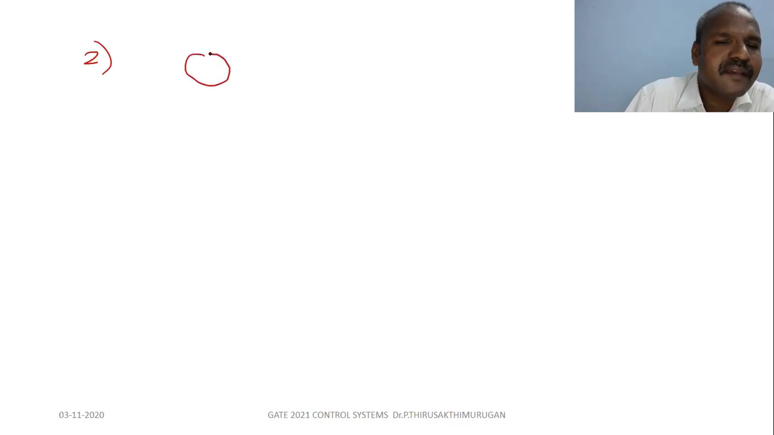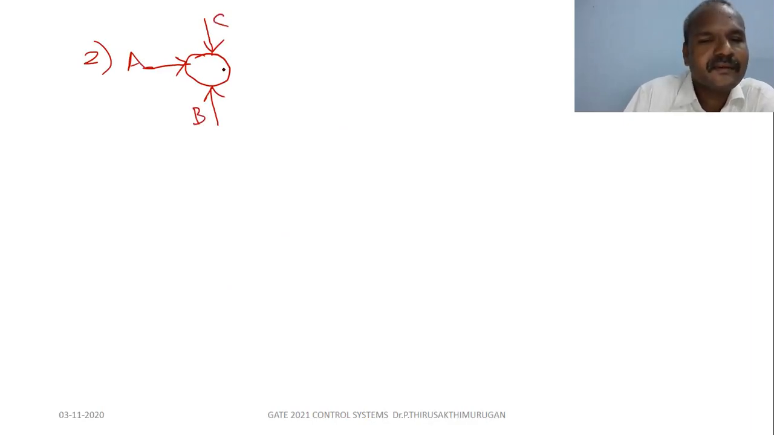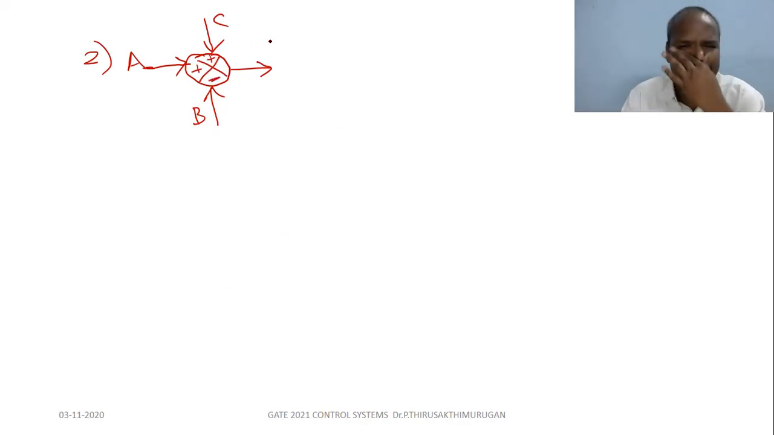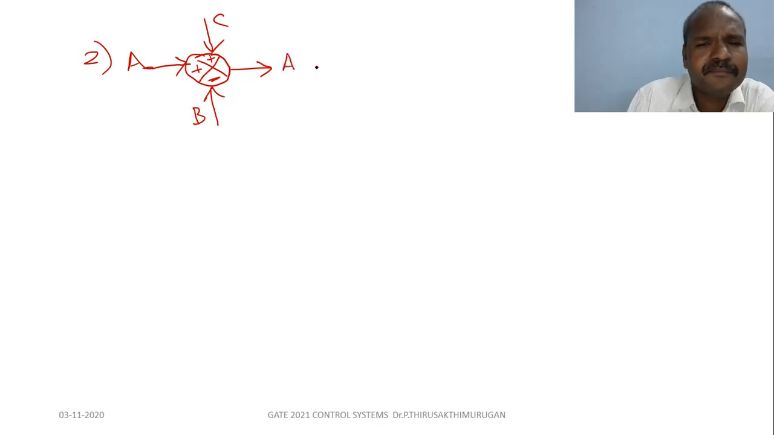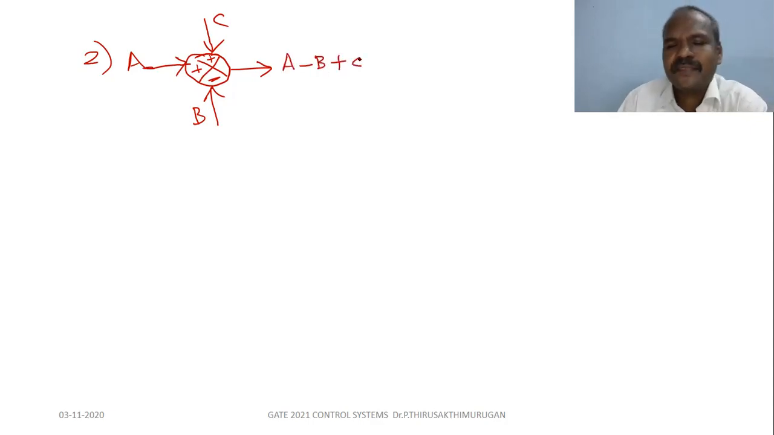Number 2, we have a summer, a single junction with A, B, C. What we should get here? A is added, C is added, B is subtracted. So what is here? A minus B plus C. Same thing. So how to represent this block?